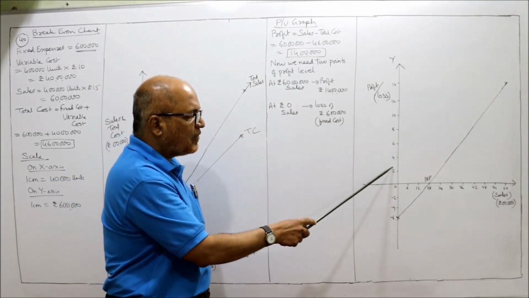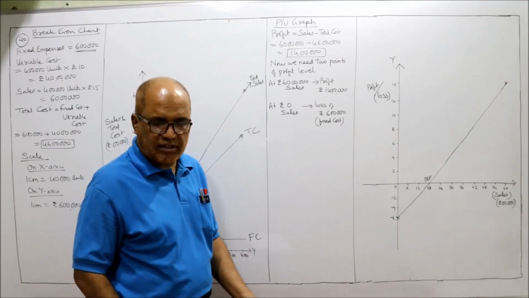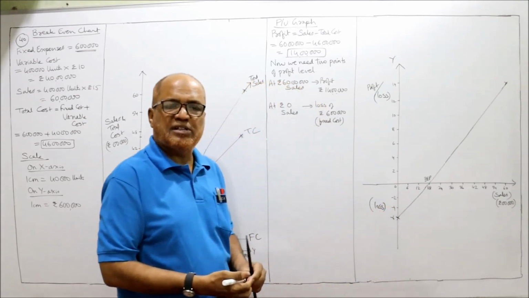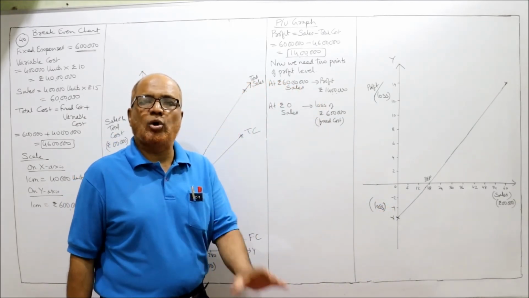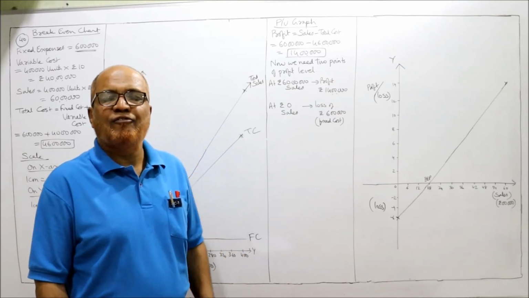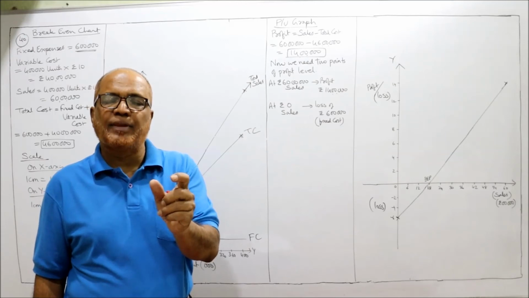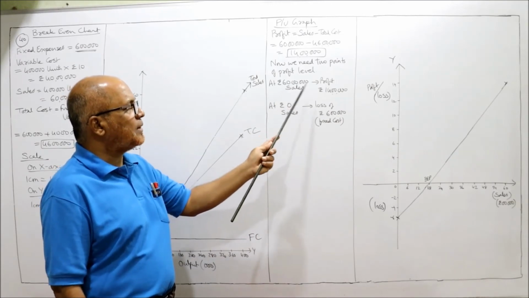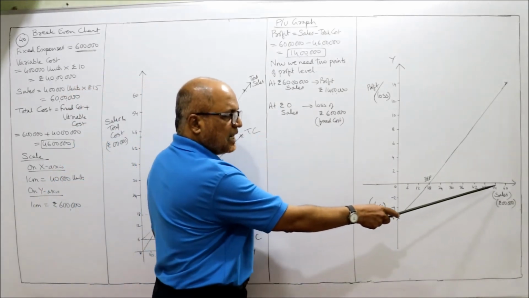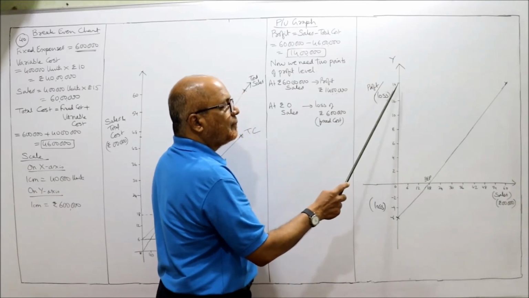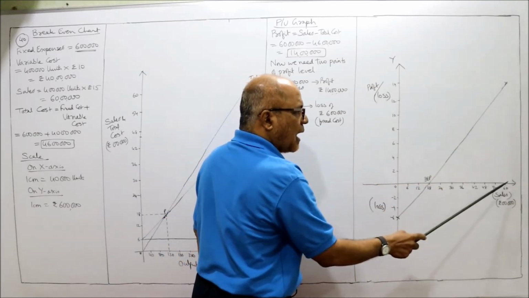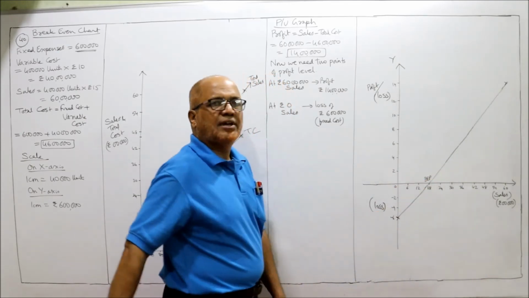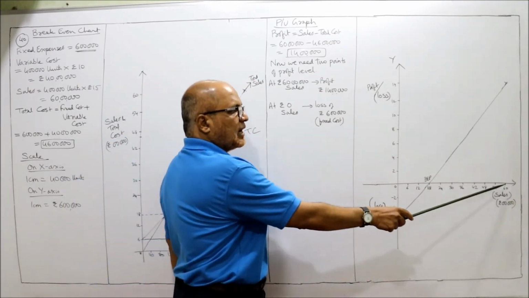So this is positive profit. This is negative profit. Negative profit means loss. Now I have to drop 2 points. The first point is 14 lakh rupees profit I am getting when the sales are 60 lakhs. So here 60 lakh rupees sales, here profit is 14 lakh. So against this 14 lakh, above 60, put a mark. 14 lakh rupees profit, 60 lakh rupees sales.